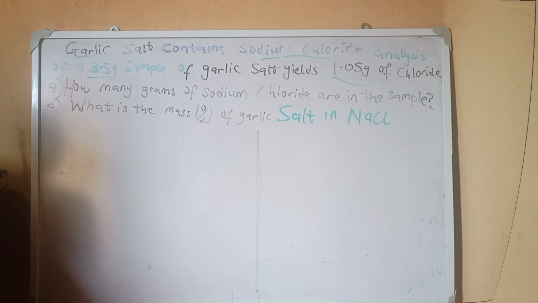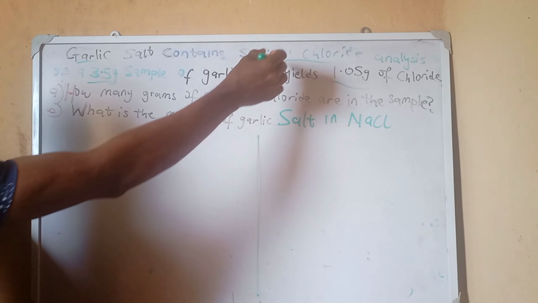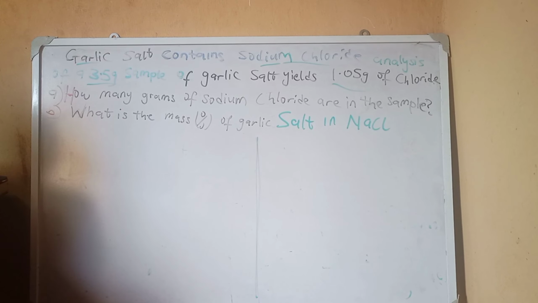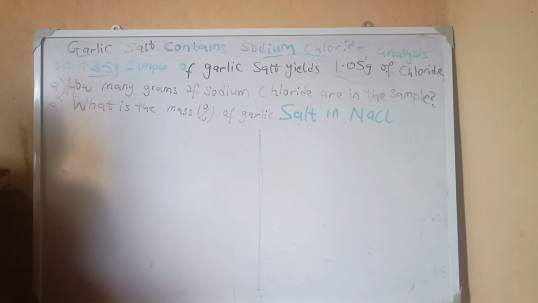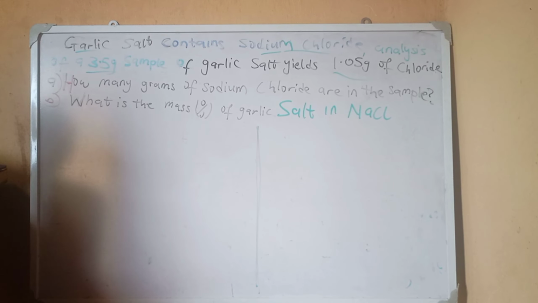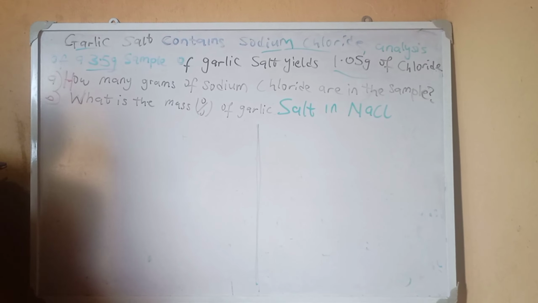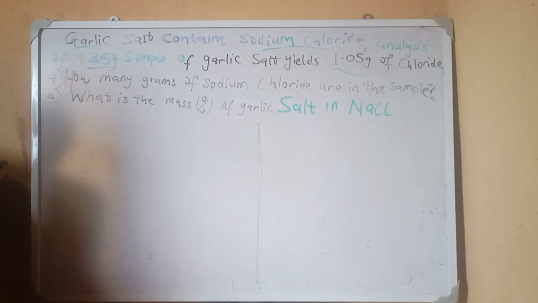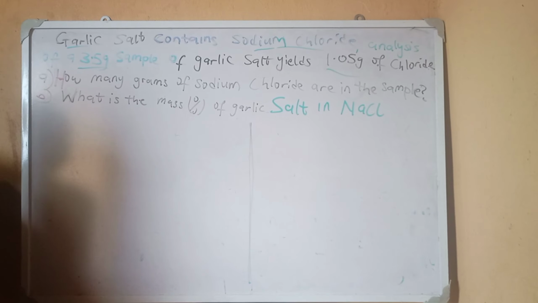So the question we have here goes this way. Garlic salt contains sodium chloride. Analysis of a 3.5 gram sample of garlic salt yields 1.05 gram of chloride. Question A. How many grams of sodium chloride are in the sample? And question B. What is the mass in percentage of sodium chloride in the garlic salt?